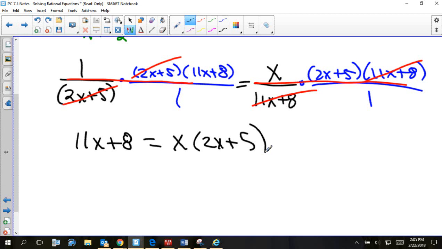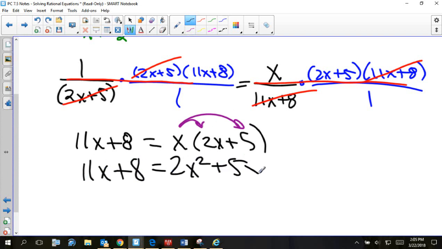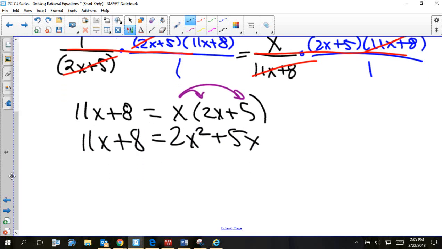So after we cancel out, what do I need to do? I need to distribute, get rid of those parentheses. We don't have fractions anymore, so that's good. Okay. Now, I have an equation that has an x squared in it. So I have to go back to chapters 2 and 3 from our year and say, how do I solve when there's an x squared in it?